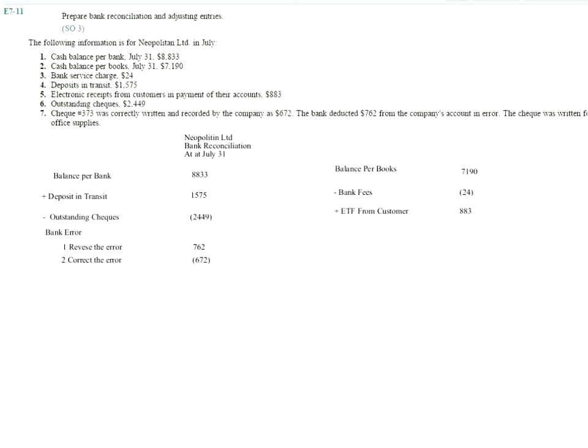Okay, so those are the transactions we have for this example. Let's take a look at what we've got in terms of our balance. So $88.33 plus $15.75 minus $2,449 plus $762 minus $672 means we have a bank balance of $8,049. That's the same on both sides, and we're going to call this our adjusted balance. Okay, so that's our adjusted balance. So after everything has been taken into consideration.